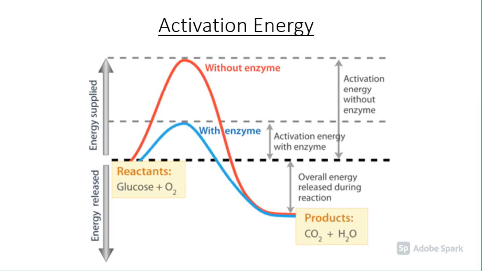All reactions require energy to occur. The amount of energy required is called the activation energy. In this energy diagram, you can see that the amount of energy required for the reaction to occur is significantly lowered, shown by the blue line, when an enzyme is present. Another term we use, again, is a catalyst, meaning to speed up.